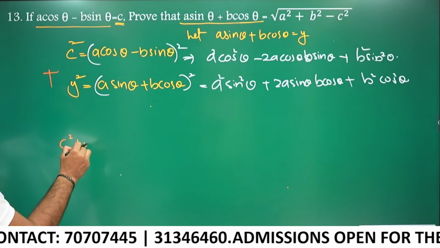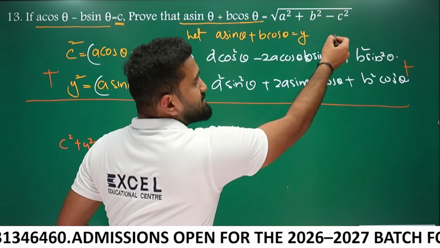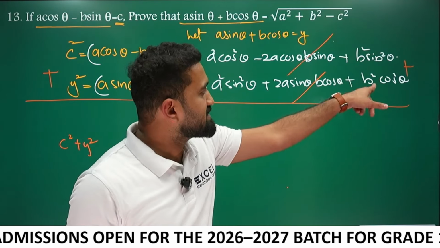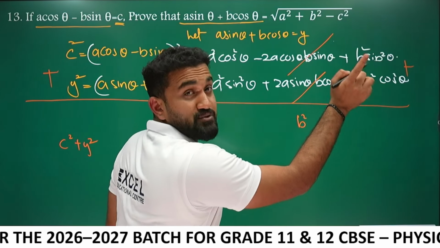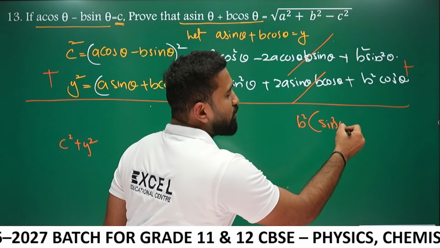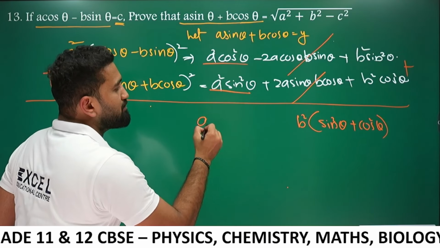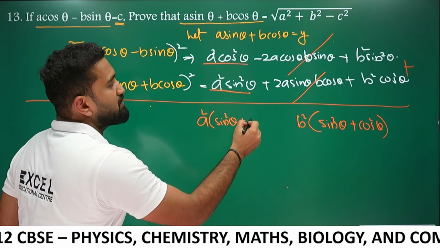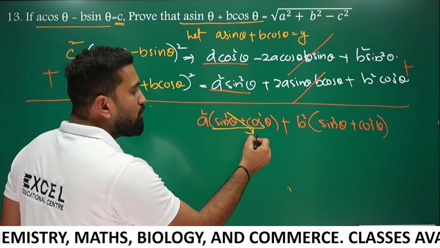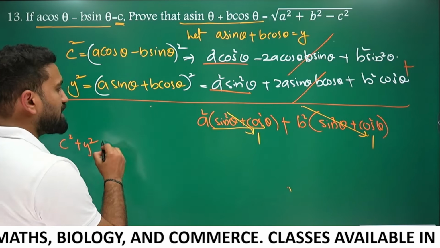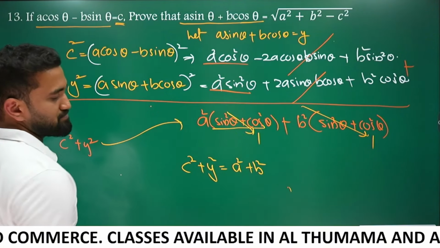c square plus y square. You're adding these two. What happened? These two terms will cancel. Now this plus this, what is the answer? b square sin square theta plus b square cos square theta. Remember the previous stuff? You can take b square as common, sin square plus cos square. Just like that here, for adding these two, a square is common, so sin square theta plus cos square theta will be here. As I mentioned earlier, this value is equal to 1. This value is equal to 1. So you will be getting c square plus y square is equal to a square plus b square.